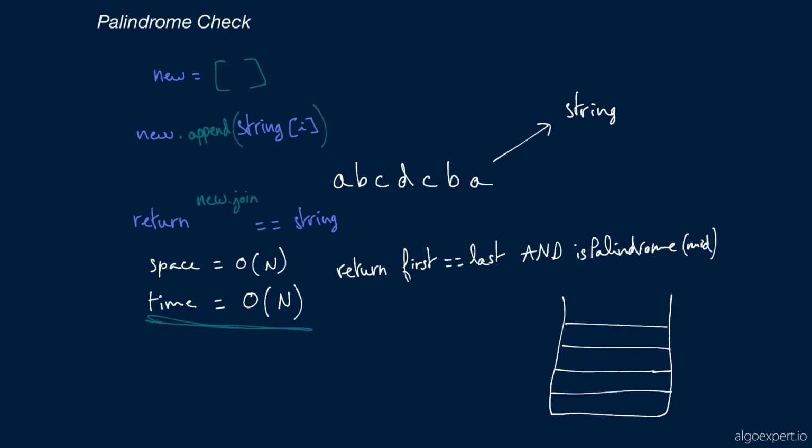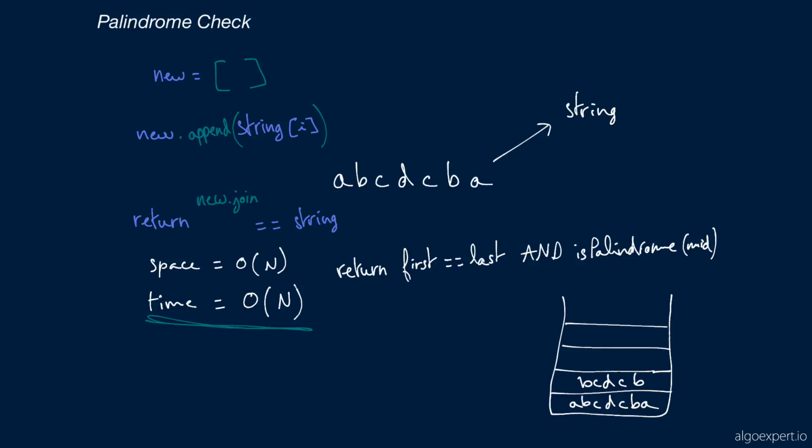We'll start by calling isPalindrome on our given string, A, B, C, D, C, B, A. And so here, we're going to say, okay, return first equals last, and isPalindrome of mid. And mid is B, C, D, C, B. So now we add to the call stack, we add isPalindrome of B, C, D, C, B.